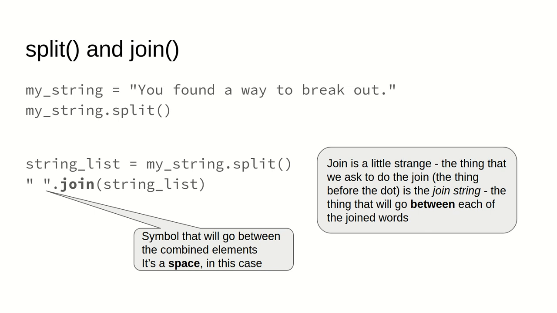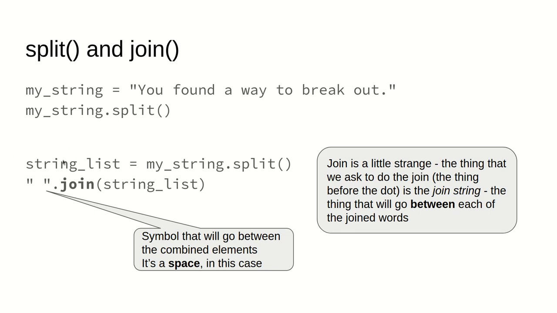What you join with is called the join string. It is the thing that will go in between the strings that you are joining from the list. So here, for instance, we are putting a space in between each element from string list. So if you look at this whole example, we take my string, which is a sentence. We split on spaces because we split with the default. We didn't specify any split characters, so it defaults to spaces. We'll get a list that contains the string U and the string found and the string A and so on.